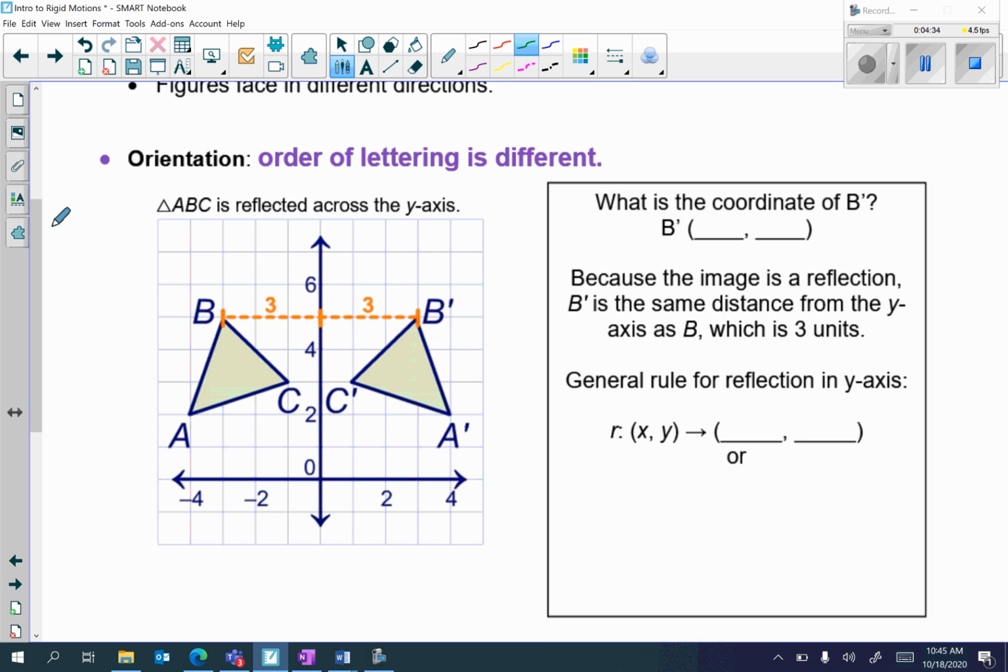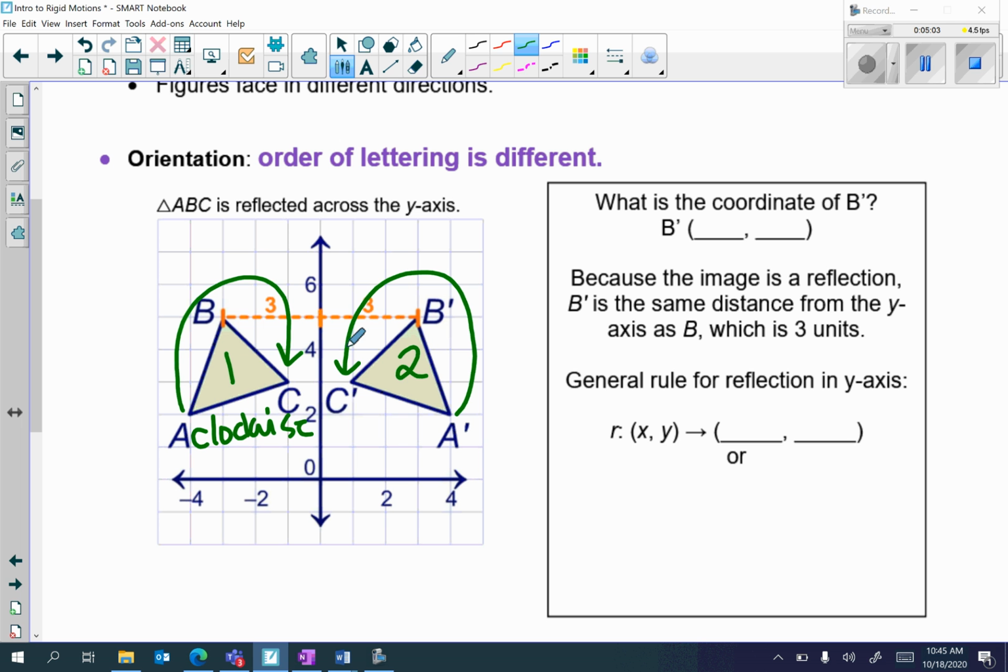So let's take a look at our diagram. We have triangle ABC, which I'm going to put a 1. That's my preimage. And triangle A prime, B prime, C prime is my image. I'm going to put a 2. So the ordering of the letters is different because I'm going ABC, which is going clockwise.